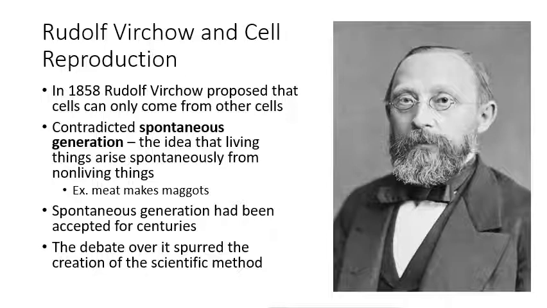This idea had been around for centuries, and most scientists who were alive at that time accepted it. But Rudolf Virchow did not accept it, and he stated that cells do not come from non-living things. In fact, they can only come from other cells. This sparked a big debate in the scientific community of that time over where cells come from, where living things come from, and it was in this debate that scientists formalized the scientific method.